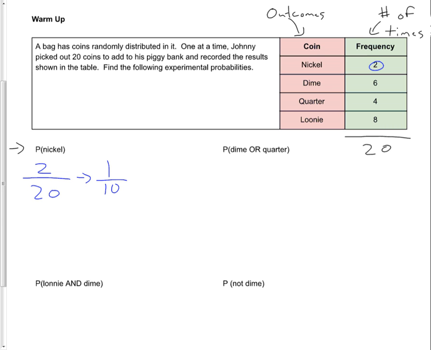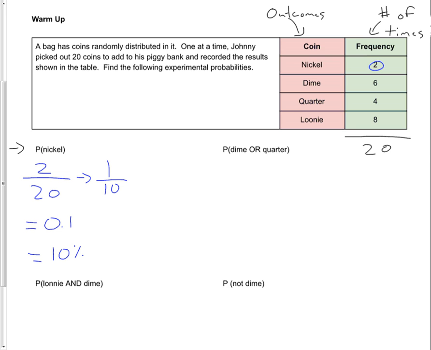Now I can also do that as a decimal. If I do 1 divided by 10, that is 0.1. And if I want to convert that into a percentage, I would take my decimal and multiply it by 100, and that would give me 10%. So 10% of the time, Johnny happens to pull out a nickel from this particular bag.